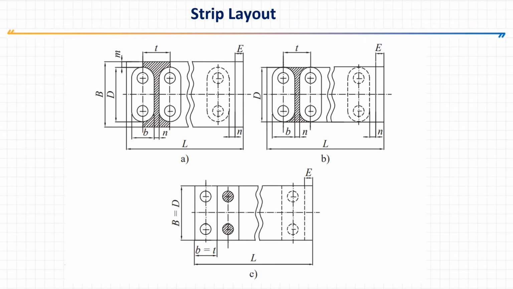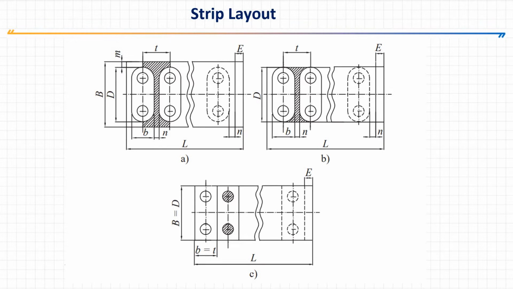And today in this session, I'm going to discuss strip layout design. If I talk about strip layout, then there are two types we deal with. The first one is blanking tool, and the second one is progressive tool. In blanking tool, we just talk about the material economy, meaning the utilization of the strip.